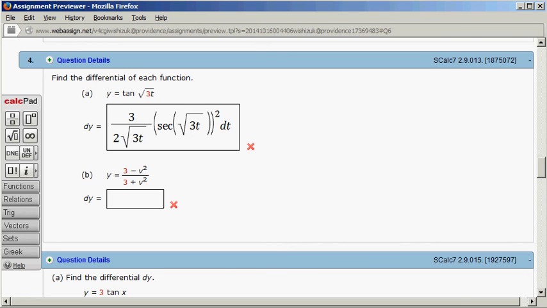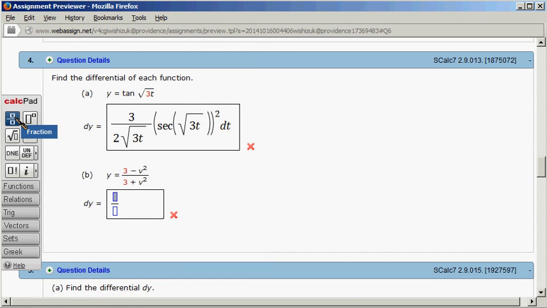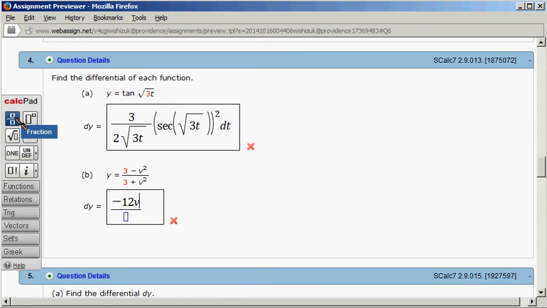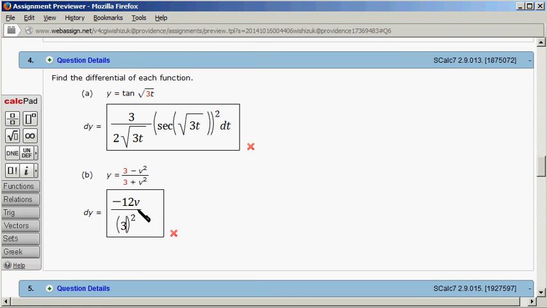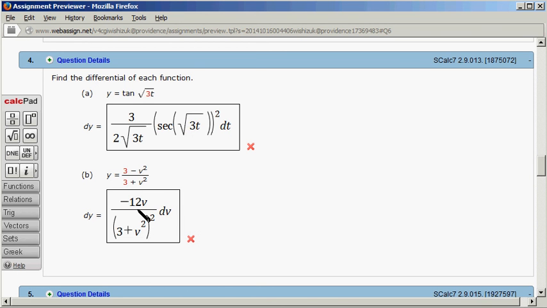And part B was a fraction, negative 12v, over a quantity squared, 3 plus v squared. And then right at the end, dv.